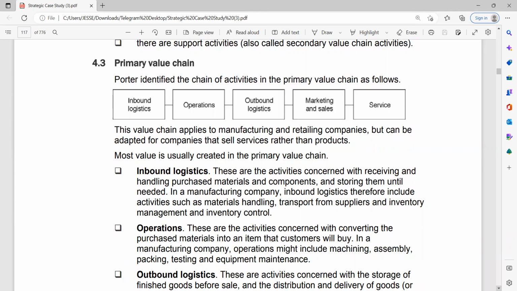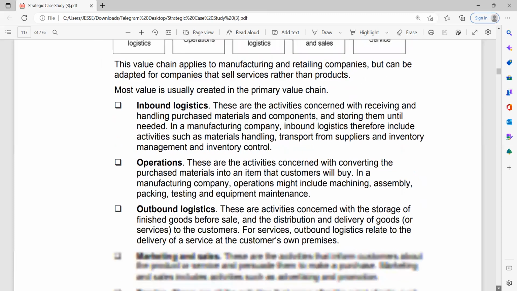Then you have to process this raw material. That's operations. You have to process or convert. That's operations. And then outbound logistics, right? After you've processed it, you get an output. That's outbound logistics. And then you have to market and sell it. And then you have to think of after sales services. So let's go into them one by one.